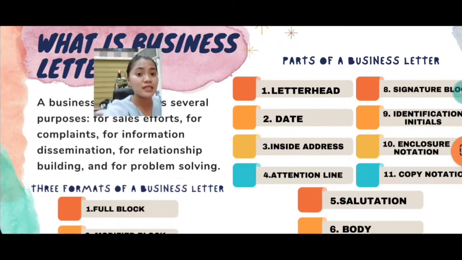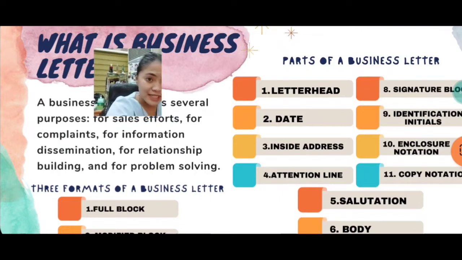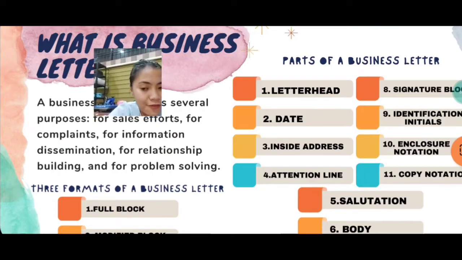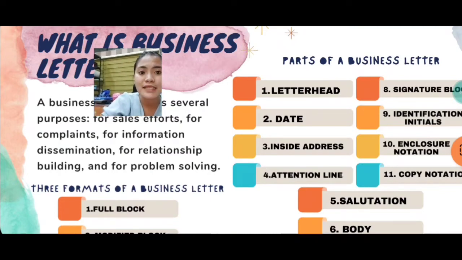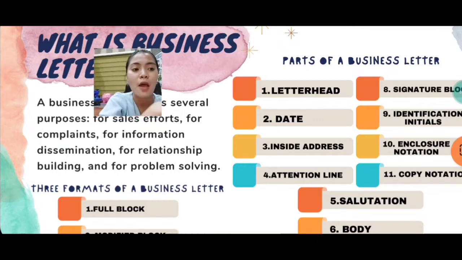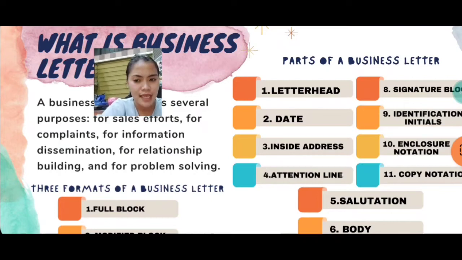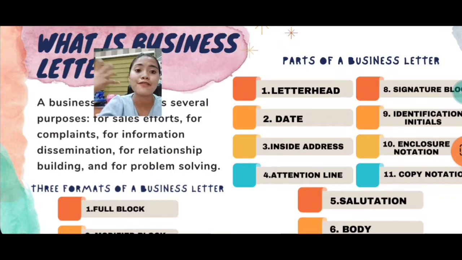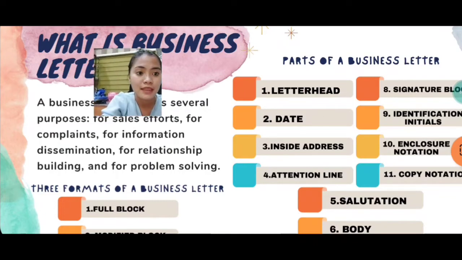The parts of the business letter are: number 1 is the letterhead. What is a letterhead? The letterhead identifies the writer, his or her address and contact numbers. Please note that one, because I didn't put the meaning here; I want you to listen to what the meaning of this part of the business letter is. The second one is the date. We all know what a date is. It is placed between the letterhead and the inside address. I will give an example later after I explain all of this.